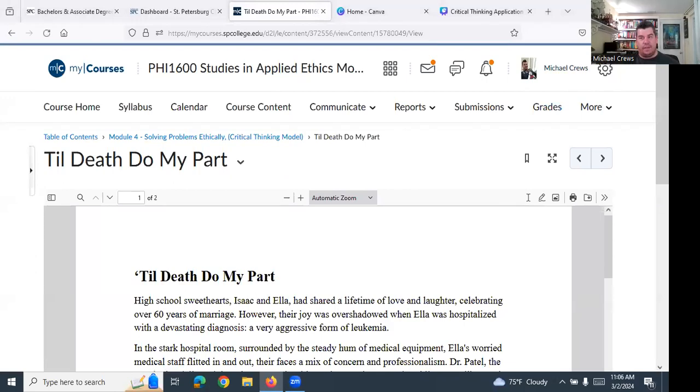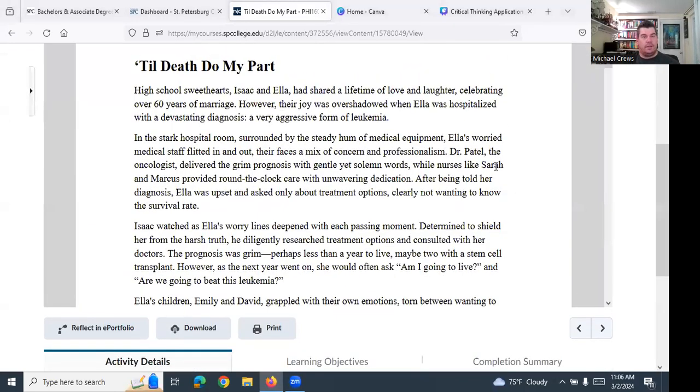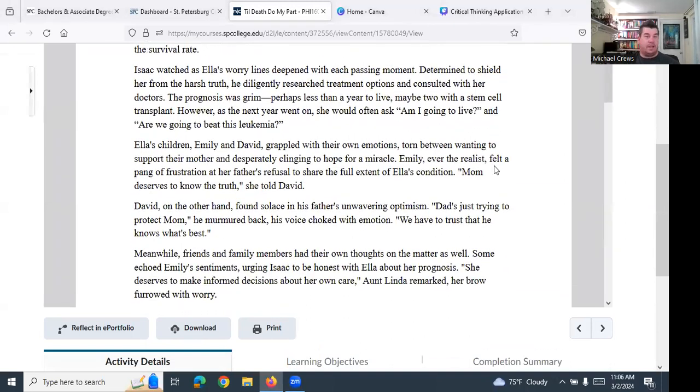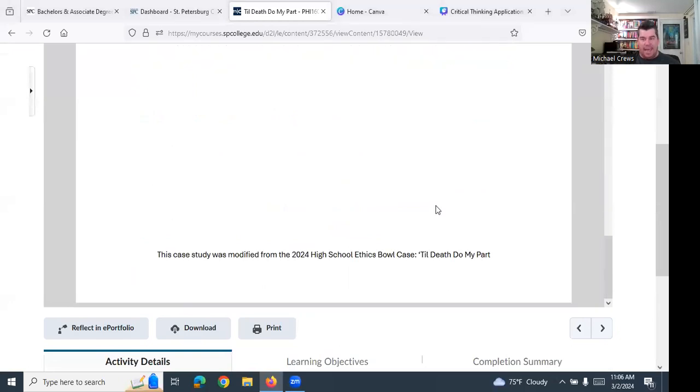document here, and this is the case. What you're going to want to do is read through this. And I recommend reading through it a couple times. I would usually read this probably about three times. The first time just to see what's going on. The second time to start picking out the important elements. And the third time just to make sure you didn't miss anything. Sounds like a lot, but it's like a page and a half.